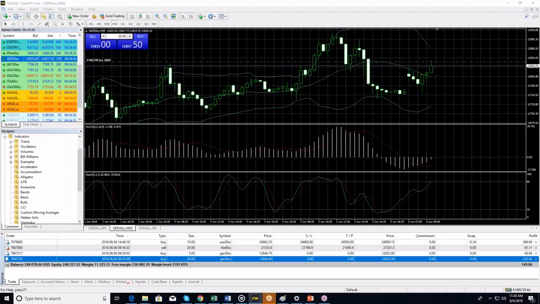We will go a bit more risky. We will get 12,875, and our stop loss is the day low. Let's take 12,780. There we go.